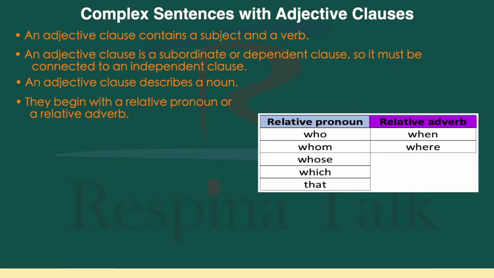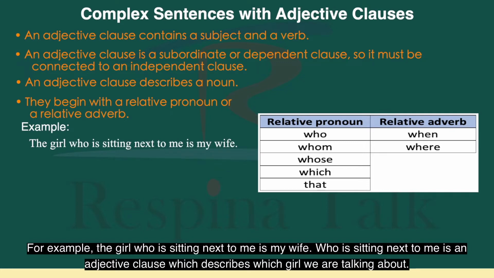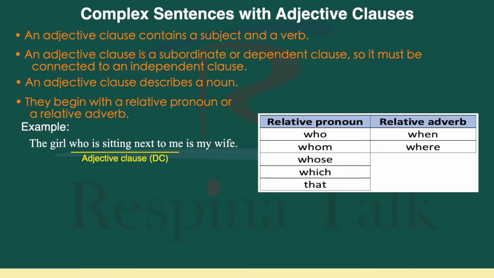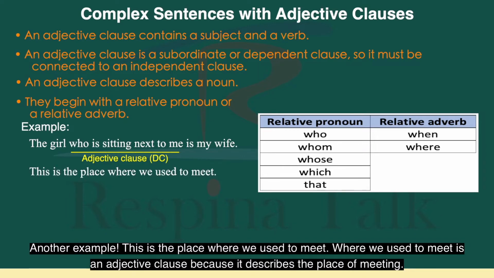or where. For example, the girl who is sitting next to me is my wife. Who is sitting next to me is an adjective clause, which describes which girl we're talking about. Another example. This is the place where we used to meet. Where we used to meet is an adjective clause because it describes the place of meeting.